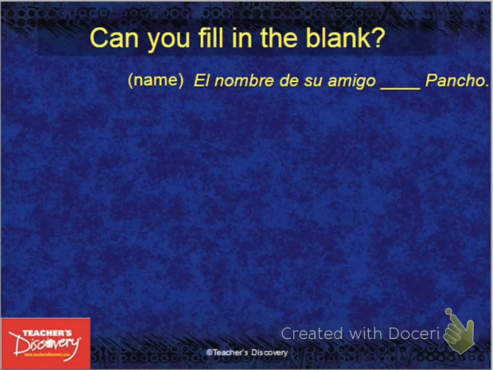All right, let's try some of these in Spanish. We're going to try on your notes. We're going to do English sentences, so I'll translate these for you. The name of your friend is Pancho. So if we're talking about a name here, which verb would it be?